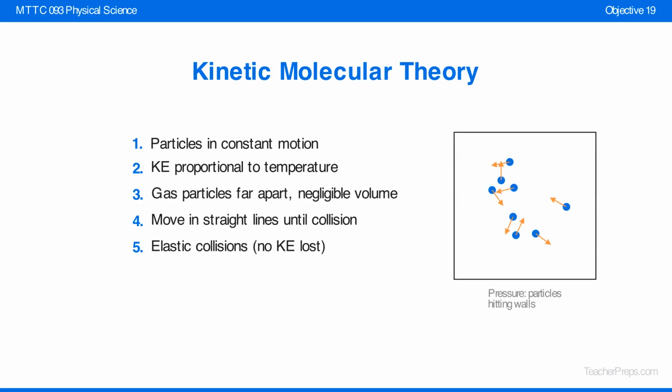This model explains gas pressure. Particles hitting the container walls create outward force. It explains temperature as the average kinetic energy of particles. And it explains diffusion, which is particles spreading from areas of high concentration to low concentration. That is why you can smell perfume from across a room. It also explains why gases are compressible but liquids and solids are not. Gas particles have lots of empty space between them.